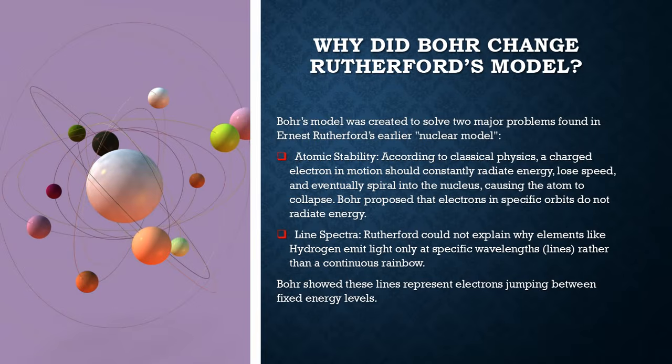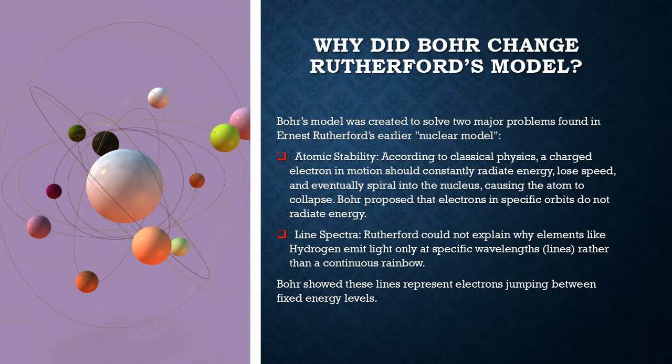We can see from our slide here that Bohr's model was created to solve two major problems found in Ernest Rutherford's earlier nuclear model. One was atomic stability. Rutherford's nuclear model couldn't tell us how stable the electron is going to be within the atom. According to classical physics, a charged electron in motion should constantly radiate energy, that is, give off energy, lose speed, and eventually spiral into the nucleus, causing the atom to collapse. So this is the actual problem with Rutherford's work, and Bohr is going to correct this error.